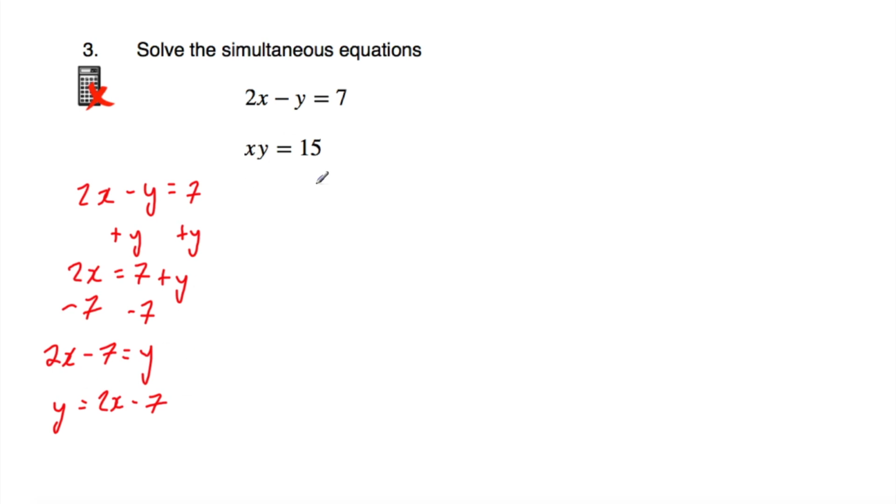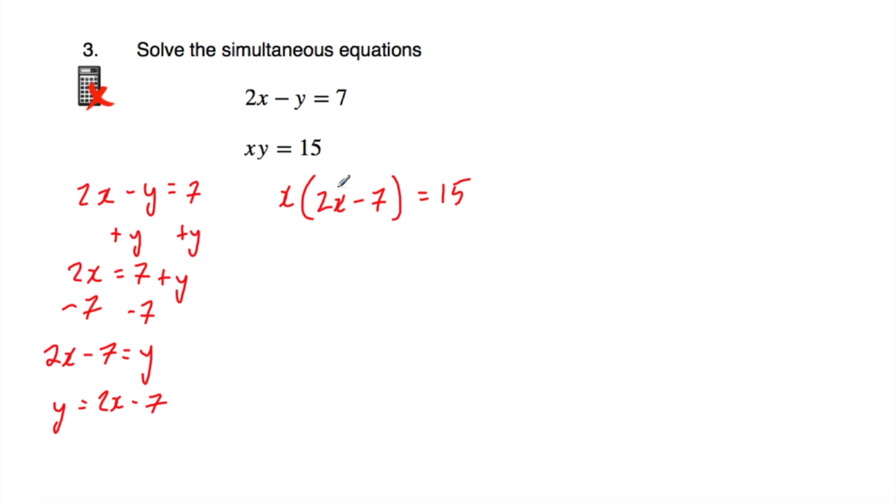Let's substitute that into the nonlinear. So instead of y, we're going to write brackets 2x minus 7. So here that means we're going to have x, and then instead of y, we're going to put a bracket and write 2x minus 7, and then close brackets. And that's equal to 15. Okay, so we've now got this.